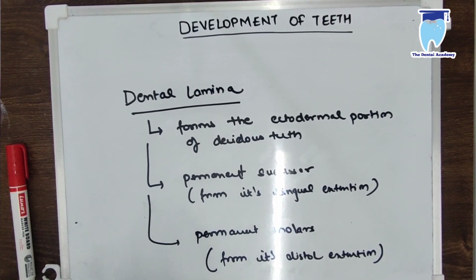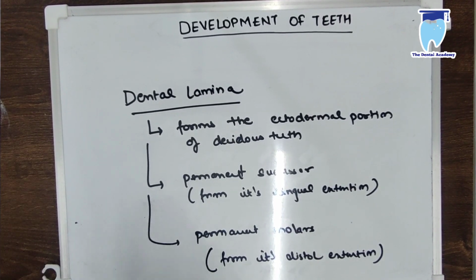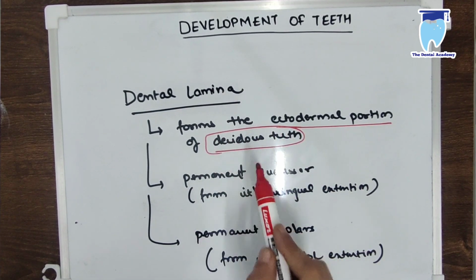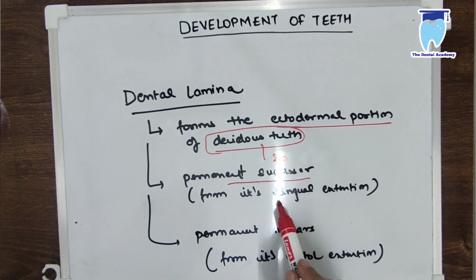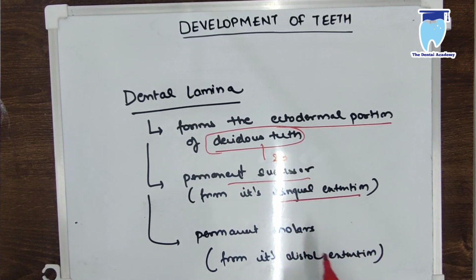So once the dental lamina formation is done, it forms the ectodermal portion of the deciduous tooth. The permanent successors of these 20 deciduous teeth are formed by the lingual extension of the dental lamina, whereas the permanent molars are formed from the distal extension.